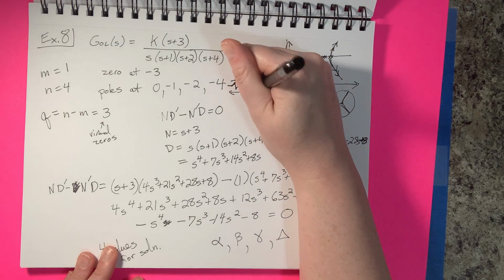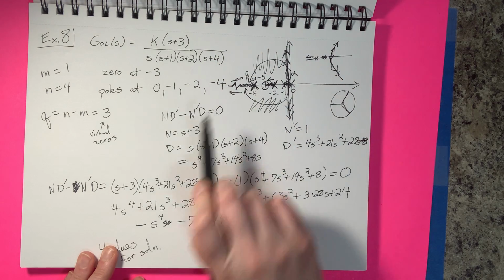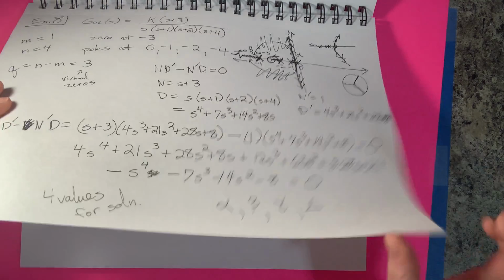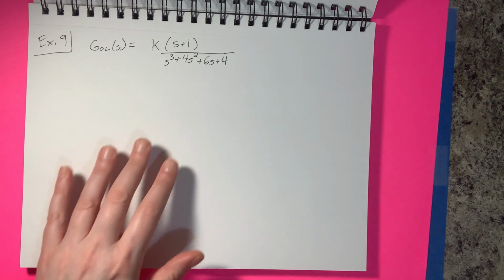Always make sure you're looking at the right pole, not a zero that's already spoken for with this pole. So yeah, that'll be example 8. Let's do one more example. I have this one written out as well, so we'll go ahead and use this one.